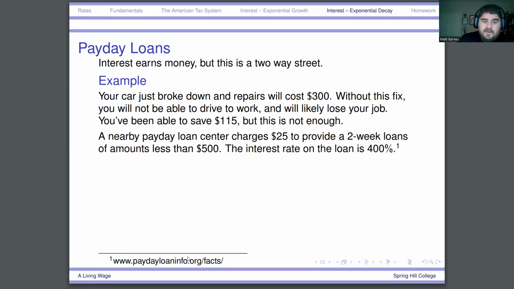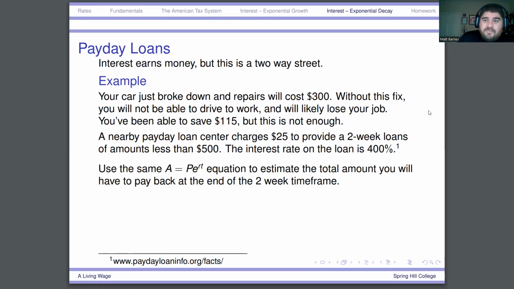So these numbers actually come from a few years ago, 2018, 2019, about that. But I will tell you, if it's changed, it's only changed for the worse. So we can use the same equation here to get back the total you have to pay in the 2-week time frame. Now, one thing to point out here is we had to pay $25 up front. So we needed 300. We started with 115. We had to pay $25. That puts us at $90 now. So I have to borrow $210. All right, so that's my principal going into this.